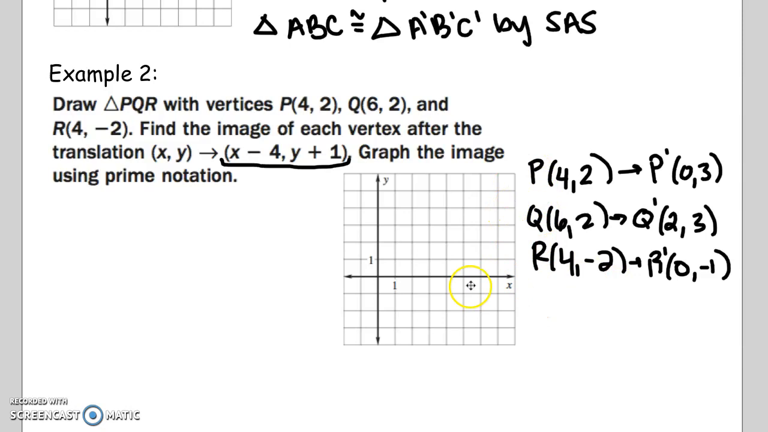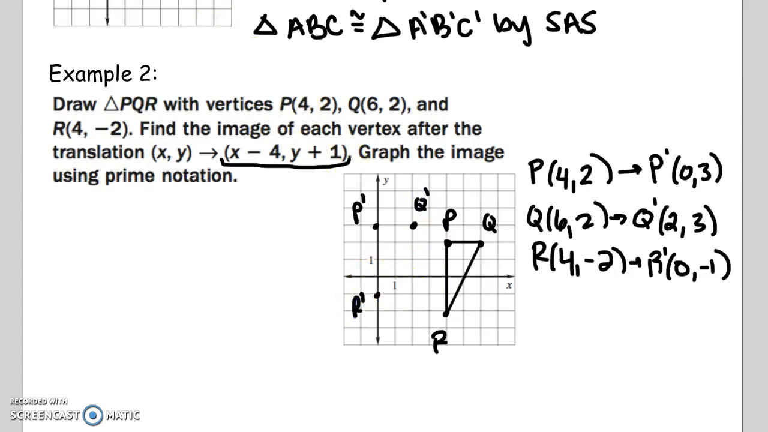So we're going to first graph PQR. So PQR is at 4, 2, 1, 2, 3, 4, up 2. Here's P. Go to Q, so 6, so that's 6 up 2. And then R is at 4 down to -2. And then go ahead and make a triangle out of those 3 points. And then we graph our image. So P prime should be at 0, 3, so P prime right here. And then Q prime is at 2, 3. And then R prime is at 0, -1.